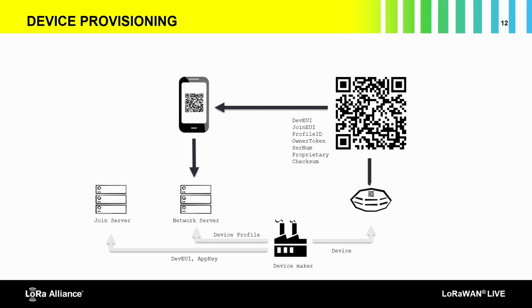Now, what's happening behind the scenes is the device profile is also made available from the device maker to the network in a way that when the system sees the profile ID as read from the QR code, it can be matched with a device profile. Now, this device can be fully provisioned on the network server. And then the device maker behind the scenes also provisions the credentials on the join server, like Dev EUI and AppKey. That's exactly why you don't see the AppKey on the QR code.